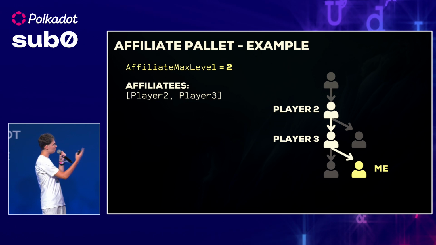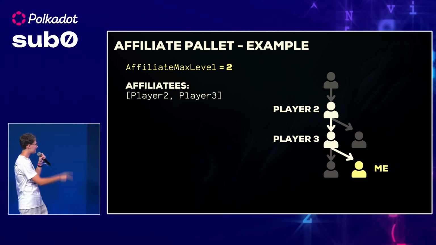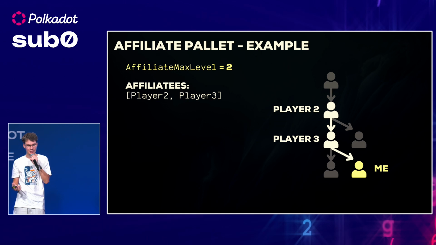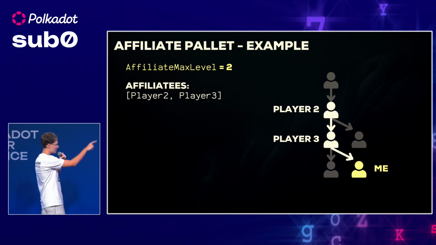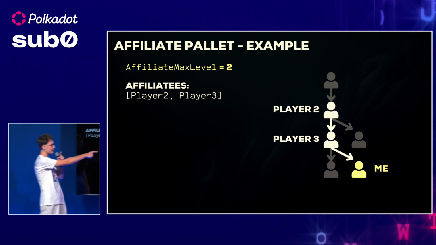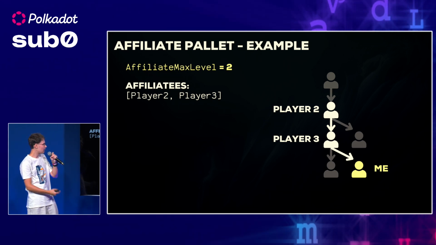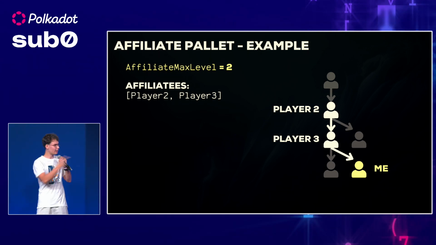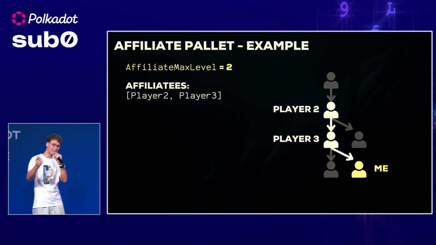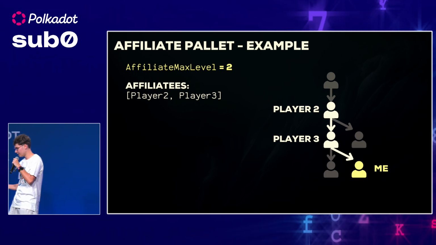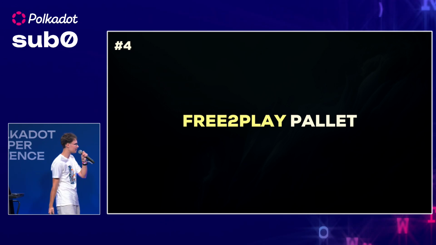So on your chain, you can set the affiliate max level constant for that palette. And then, for example, if it's set to 2, and I was invited by the player 3, then my affiliates would be player 2 and player 3. And you can find this info very easily on chain, so it's useful for onboarding.